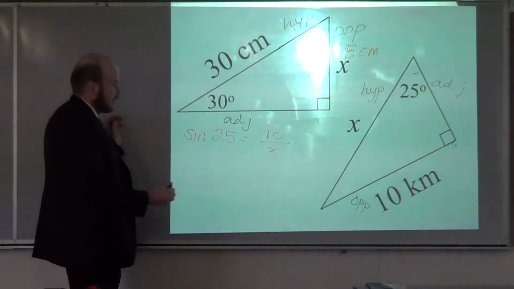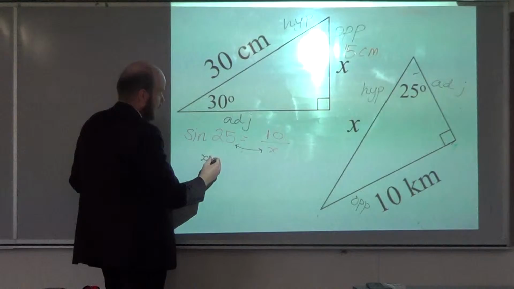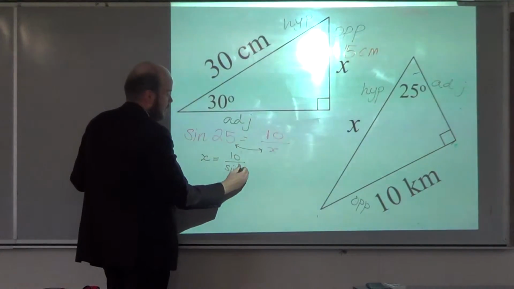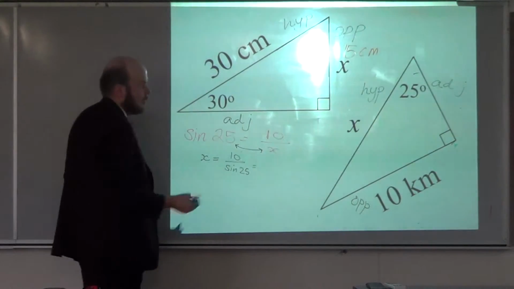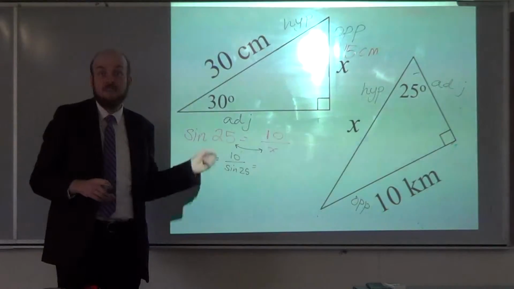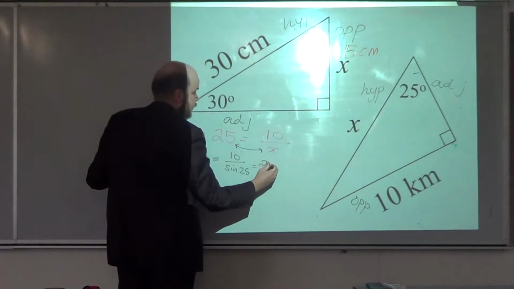What we can do here is actually just swap those two around, and my final answer is just x equals 10 over sine 25. And that would get me the answer that I had before, exactly the same way. I've just saved a bunch of working out. So that was 23.7.